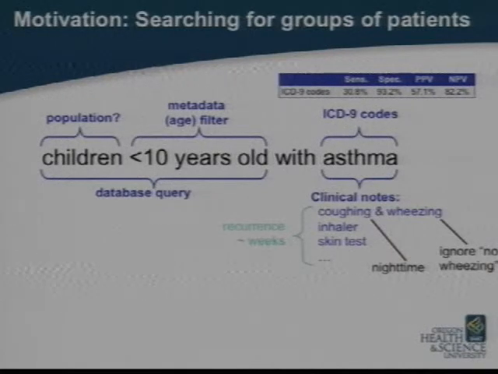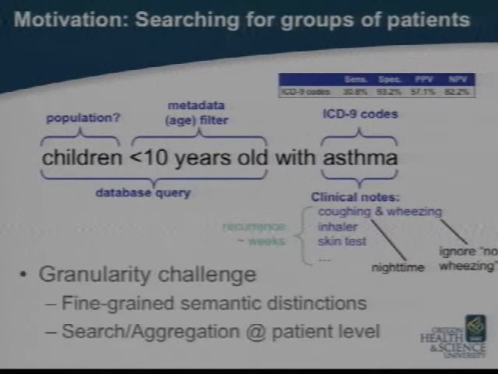So we want to look at clinical notes, but some of the challenges that we're going to face are granularity, this granularity challenge, right? So you want to get that fine-grained semantic distinction, but at the same time, you want to search and aggregate across the whole patient level, all of the documents, all the different kinds of notes and data that we have for that kind of patient, right?